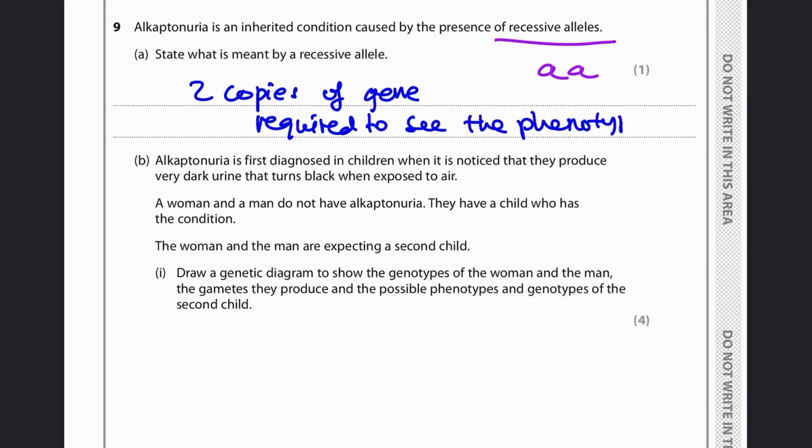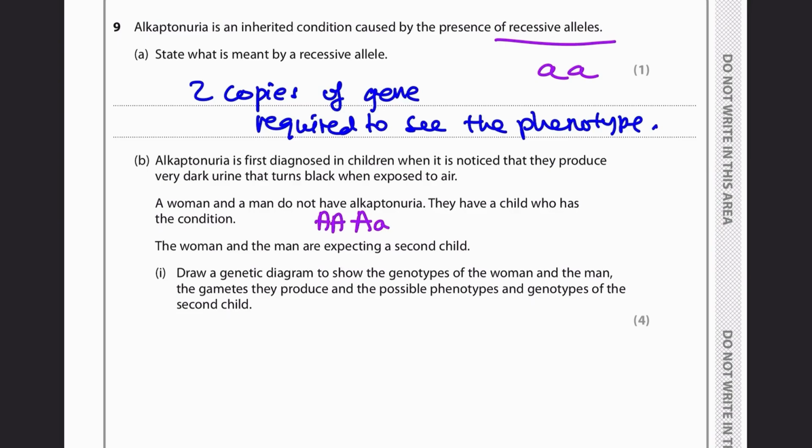Okay, done. Then it says all of this stuff and basically says draw a genetic diagram to show the genotypes of the woman and the man, the gametes they produce, and the possible phenotype. Basically, another genetic diagram. So, a woman and a man do not have alkaptonuria. That means if they do not have it, they must have the capital A to protect them. So they're either big A, small a, or big A, big A.